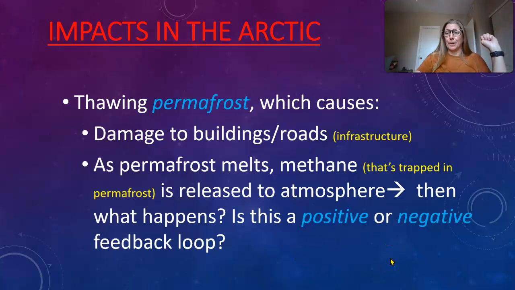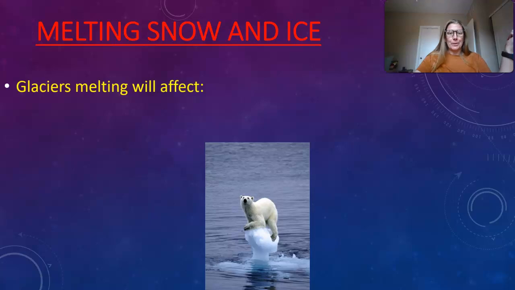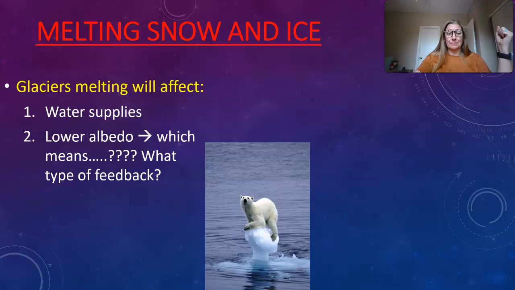Huge, concerning problem with melting permafrost. Still in the Arctic, not only is the permafrost, the permanently frozen soil, melting, the snow and the ice are melting. Why is that significant? Well, that's going to affect water supplies because, let's say that all the glaciers were to melt in the next 100 years or so. That's going to have a big hit on water supplies because glaciers, as they melt, that melt water and snow, that melt water does supply a lot of drinking water.